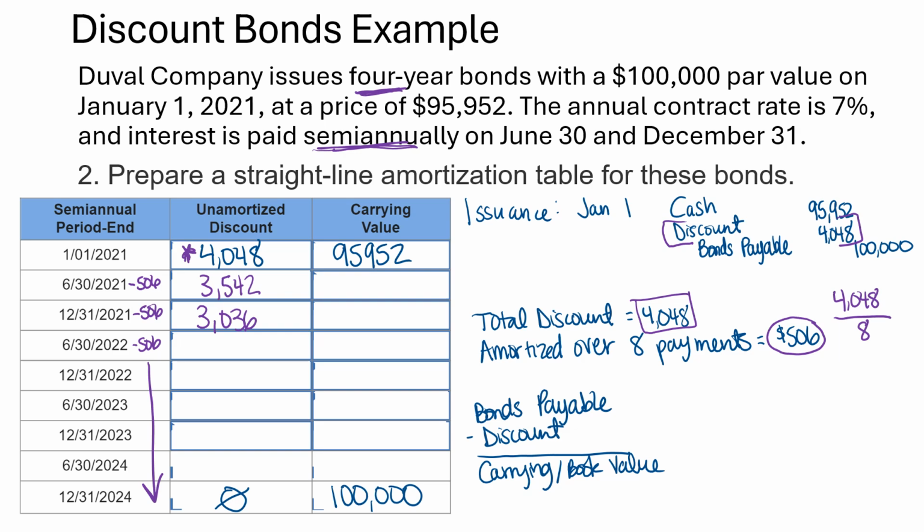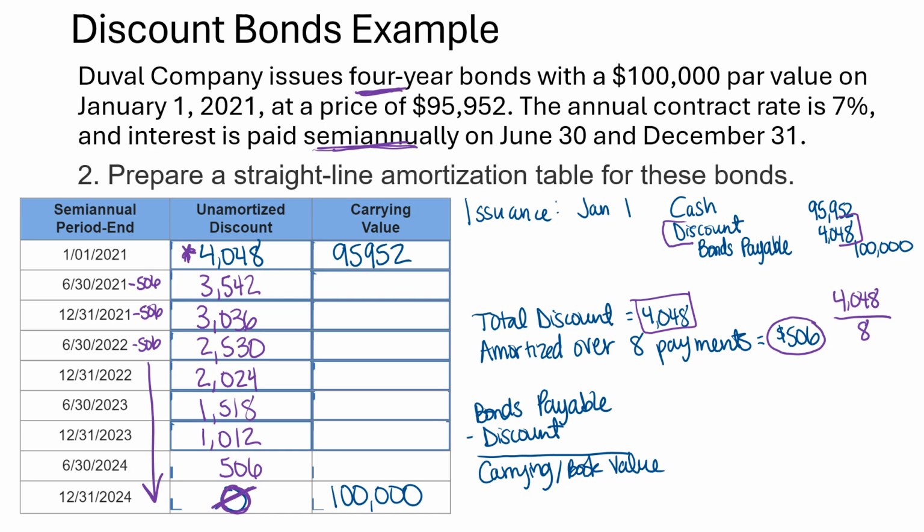Then 3,036 minus 506 is 2,530. And you continue until you get all the way down to 0. So I will give you each of those numbers. This one is 2,024, 1,518, 1,012. Subtract 506, that gives you that last 506. And then the final journal entry, when you decrease that last $506, then you will get down to the unamortized discount amount of $0. And that means that the bond is about to mature.